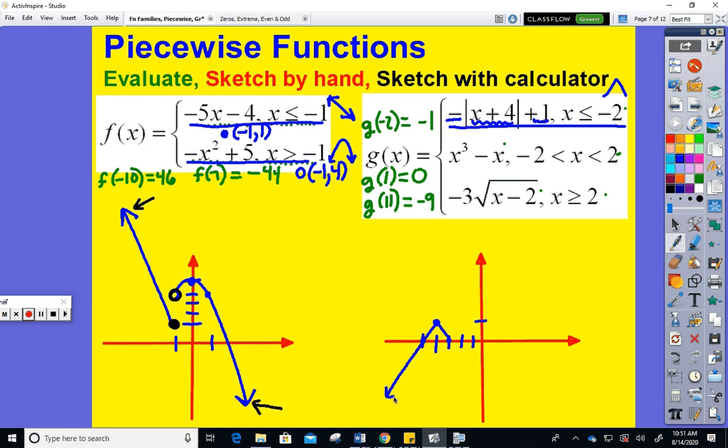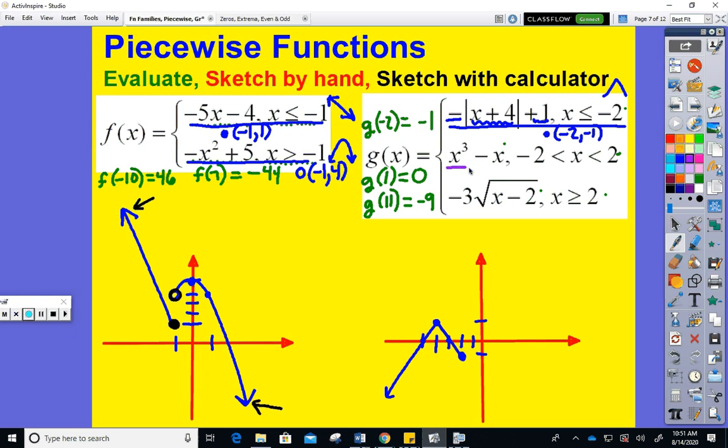Now, how far does it go? Well, it's supposed to stop at -2, closed circle. So again, I've already done -2. I got -2, -1. So let me plot -2, -1 on my graph, closed circle, and that ends the V-shaped part of the graph. So now in the middle, I'm going to have to do some work here.